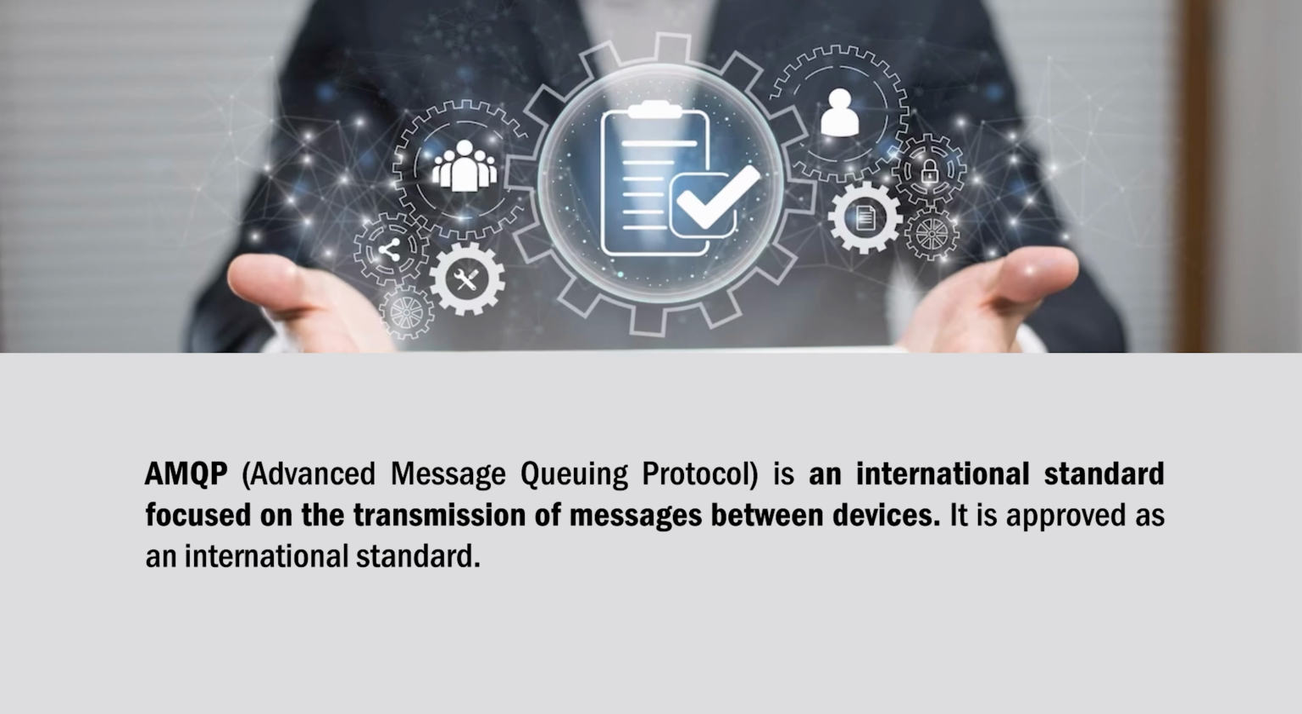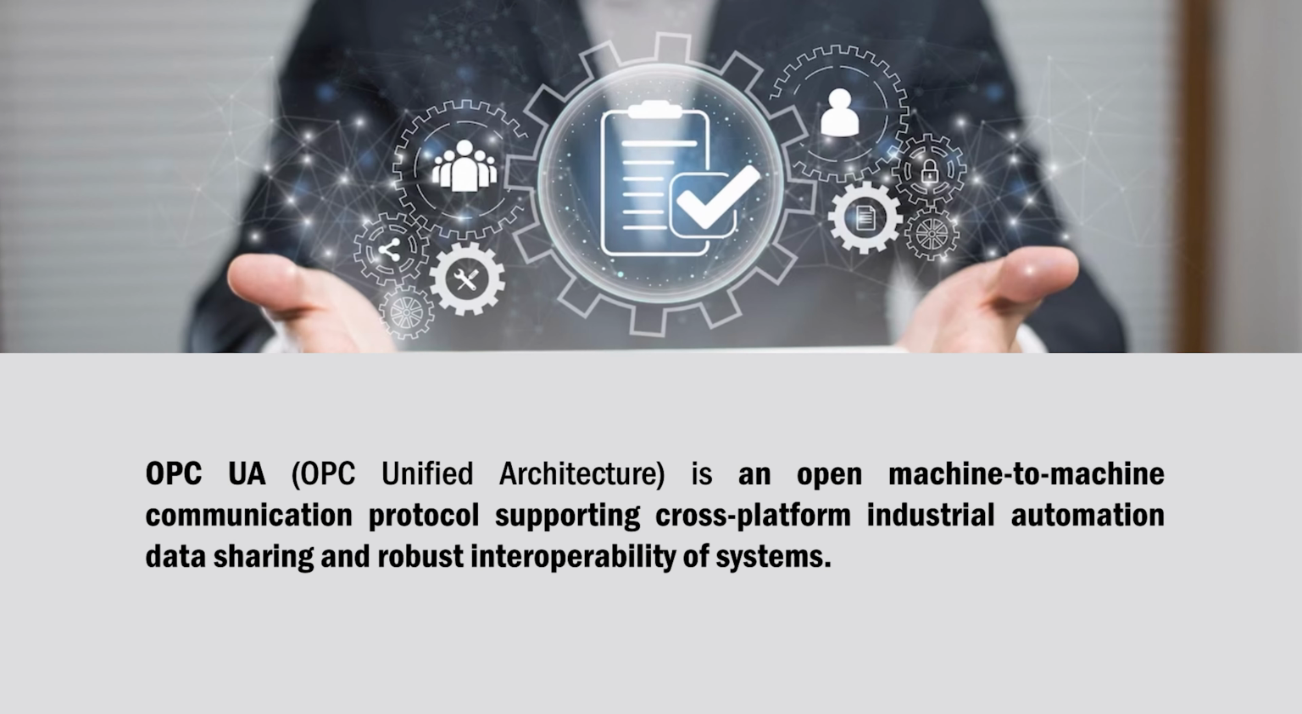And the second technology is the AMQP technique, that is Advanced Message Queuing Protocol. This is an international standard focused on the transmission of messages between devices. It is approved as an international standard. And then another protocol is the OPC Unified Architecture. In short, we can call it OPC UA. It is an open machine-to-machine communication protocol supporting cross-platform industrial automation, data sharing and robust interoperability of the systems.